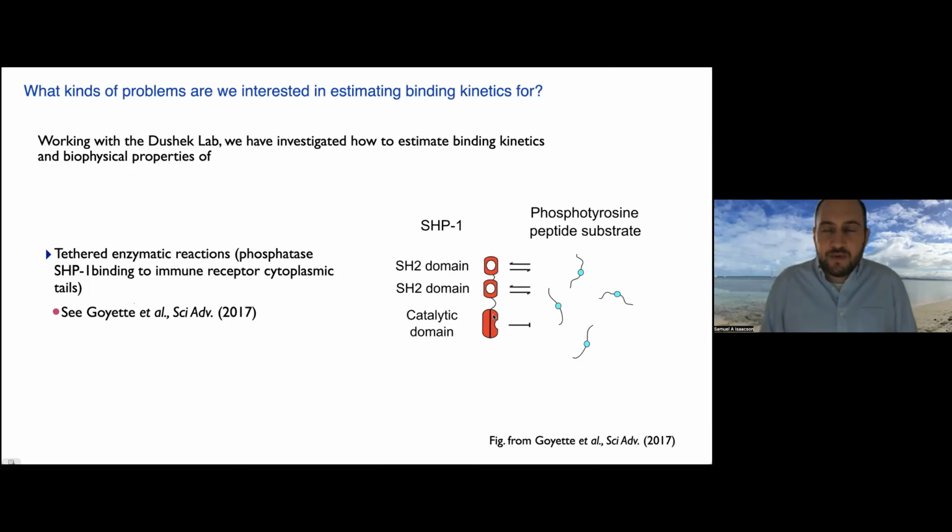Okay. So I've been working with Omer's lab for quite a while on a variety of problems, generally around how one could estimate binding kinetics in mathematical models and biophysical properties of various membrane-bound systems. We originally looked at what are called tethered enzymatic reactions, where a phosphatase like SHIP1 can bind to the cytosolic tail of a protein in the membrane of a cell, facing inward. We were trying to model that binding process and figure out rates for it.